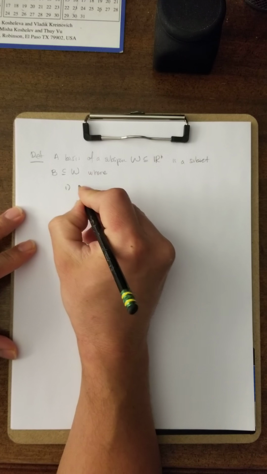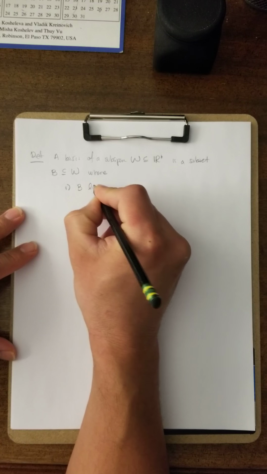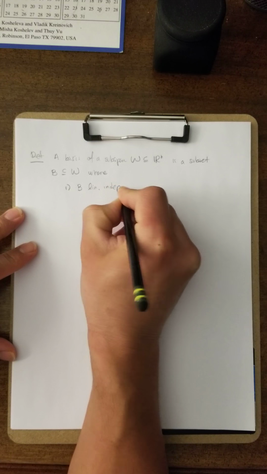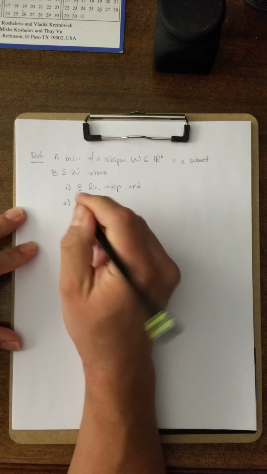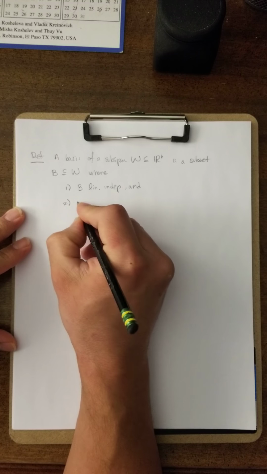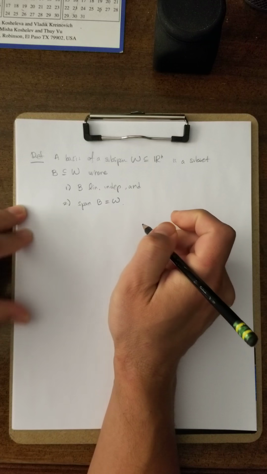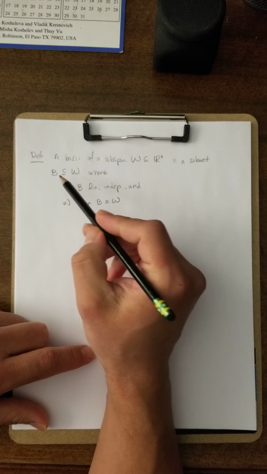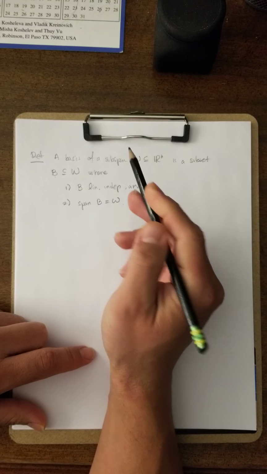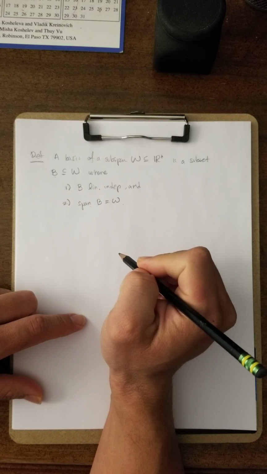The first one is that B is a linearly independent set. And the second is that the span of B is all of W. Now, the question is, what happens with this set? What characteristics does it have other than the actual definition?